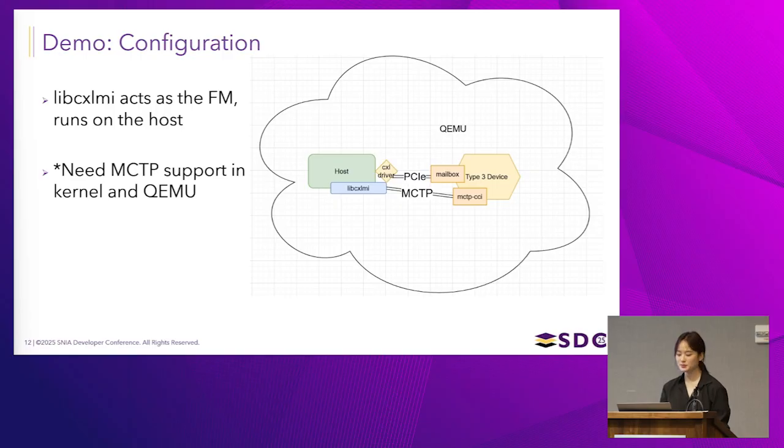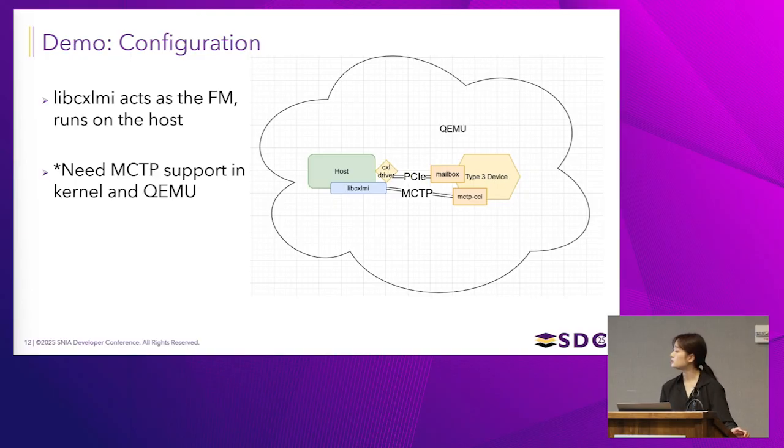MCTP is a management protocol, so the underlying physical bus can be anything that supports the protocol, such as I2C, USB, or PCIe VDM. And this brings me back to what I said earlier about libcxlmi not being tied to a specific interface, because it doesn't care what you have underneath physically. All it needs to do is send MCTP messages through whatever bus you have.